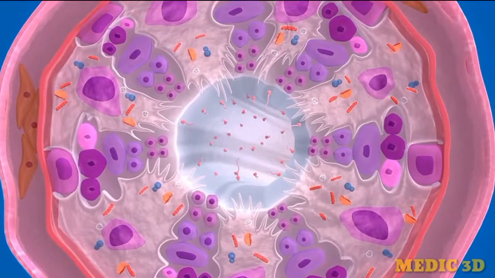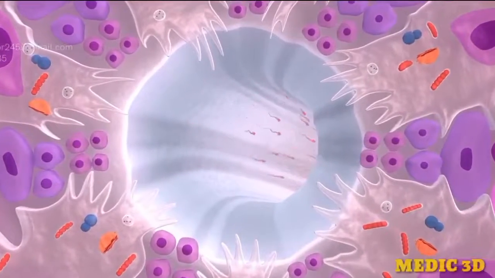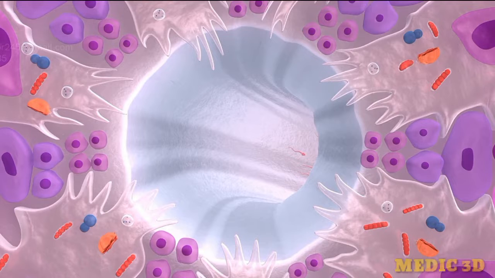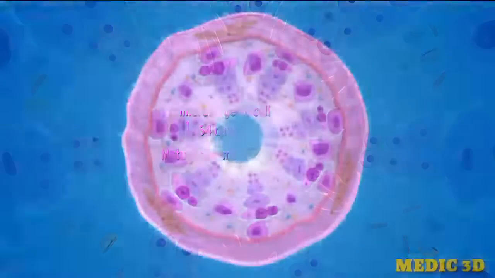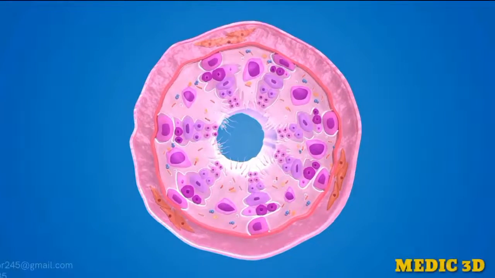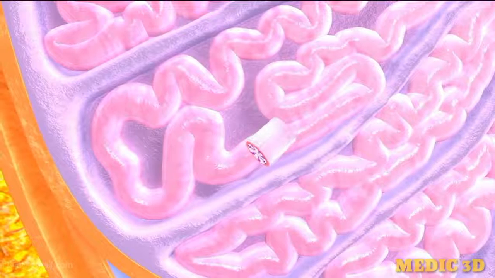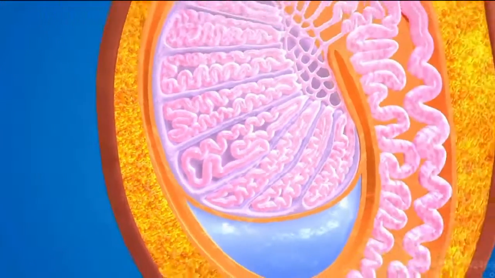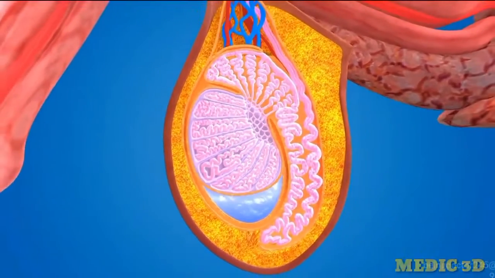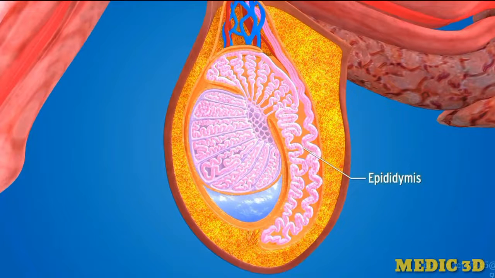The mature spermatozoa free themselves from the Sertoli cells and enter the lumen of the seminiferous tubule. This process is known as spermiation. The entire process for one primordial germ cell to form mature sperms takes 64 days. These spermatozoa are non-motile and are transported passively from the seminiferous tubules to the epididymis, where they are stored till they obtain full motility.